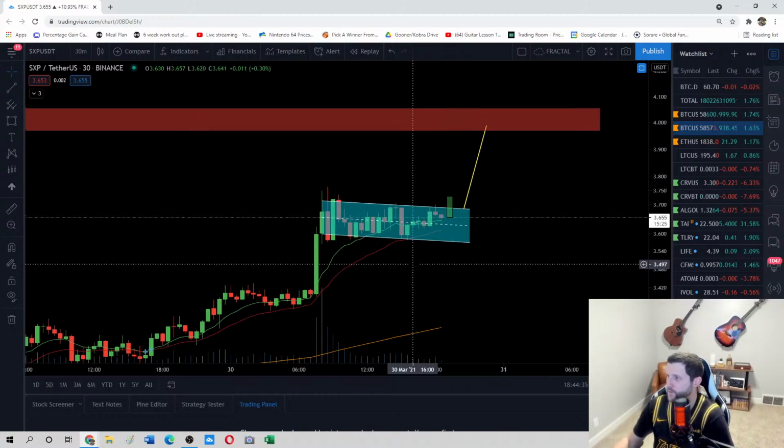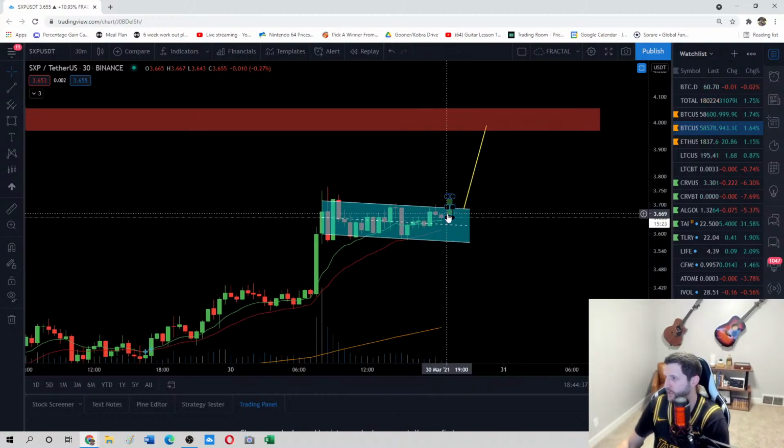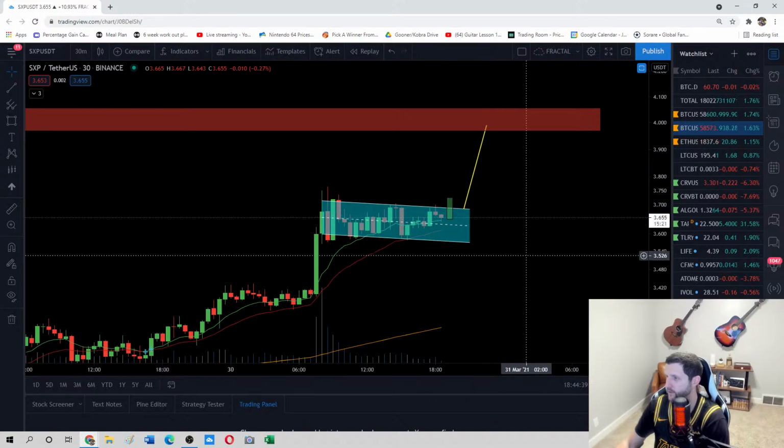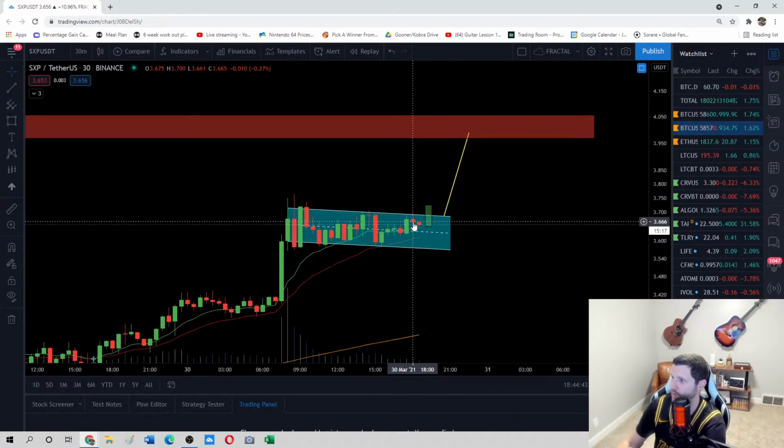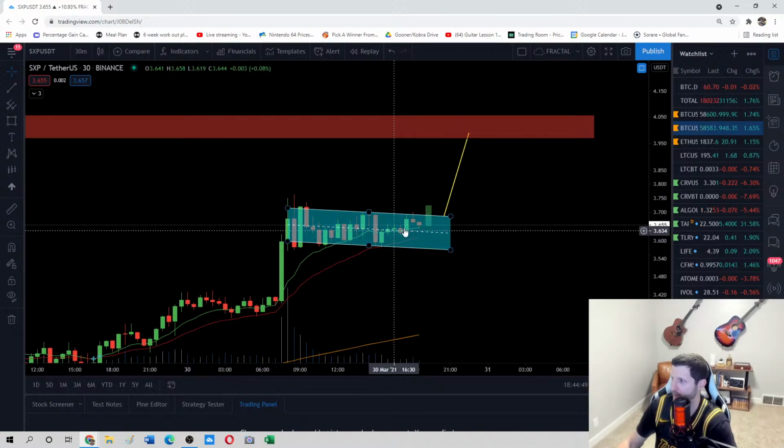Anyway. So here's what I would look for: a candle like this to come and close outside of here. You could see here at one point, this was a green candle up here, but it did not close above it, rejected and closed below. So I can't buy that.